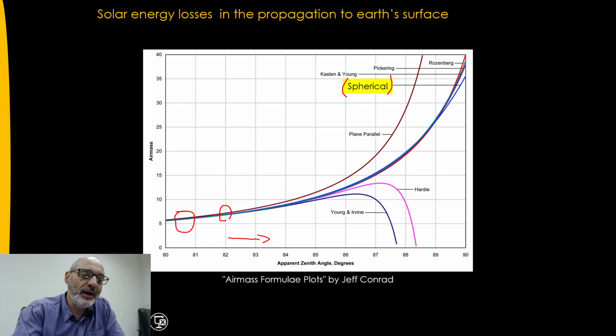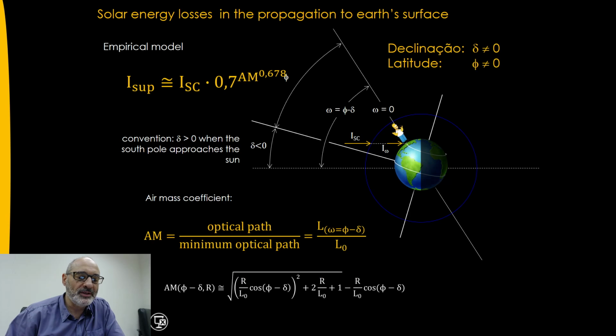So I'm showing you this just to justify the fact that we're going to use that kind of naive model that assumes that absorption is the same no matter what altitude. This is because we're not thinking of building power plants near the poles. So that is why we're going to use the simple model.